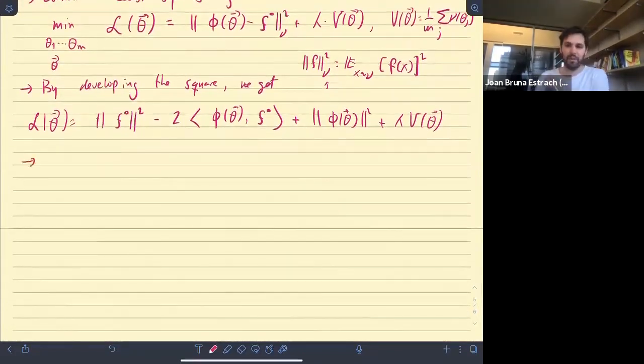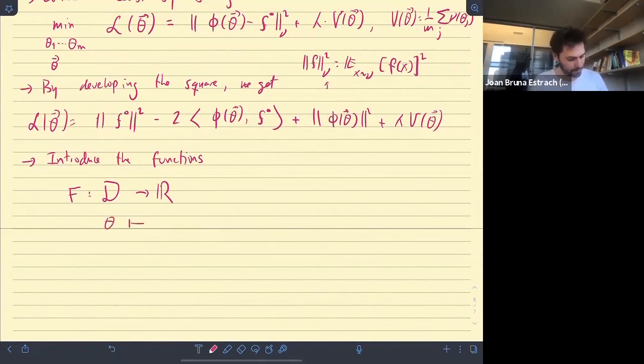Now let me just introduce a little bit more notation very quickly. Let's introduce two functions. We have one function that we can call capital F. It's a function that is defined from the domain D to R, and it maps any parameter theta to F of theta, which is defined as the dot product between g of theta and f star minus 1/2 times lambda times this function v of theta.